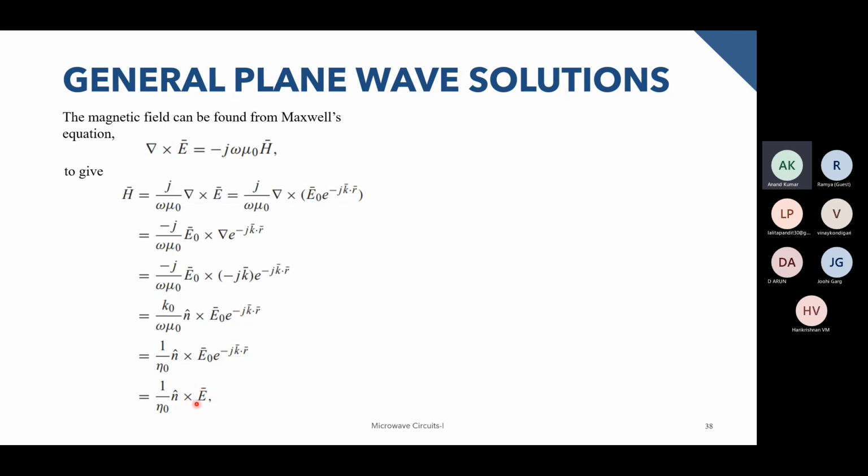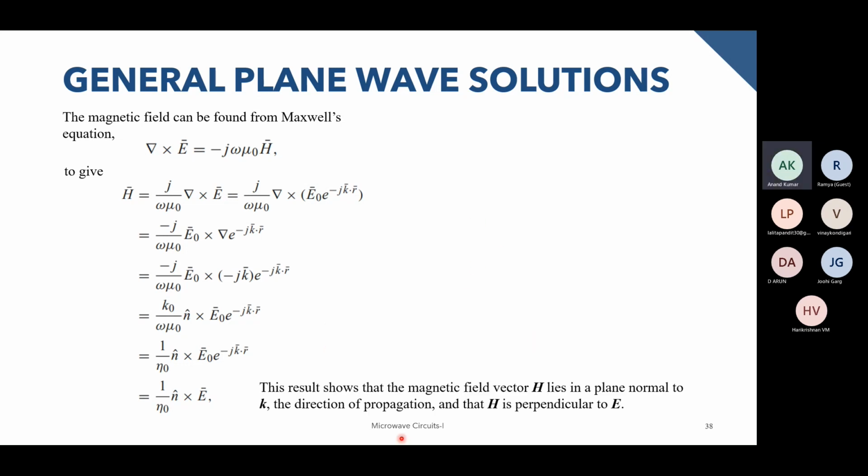So if we know the electric field, we can calculate the magnetic field by just doing a cross product with the normal vector, which is in the direction of propagation. This result also shows that the magnetic field vector H lies in a plane normal to k, which is in the direction of propagation, and H itself is also perpendicular to E.